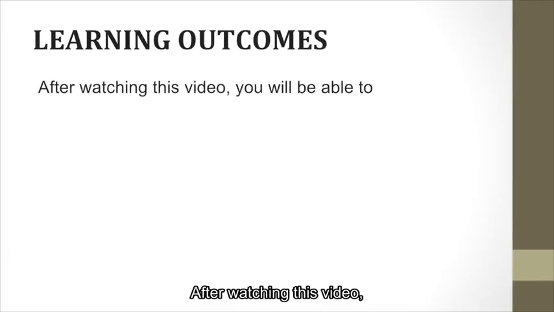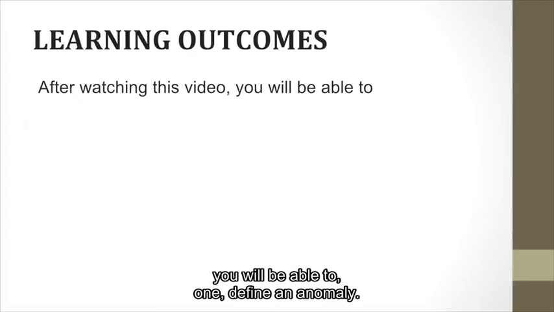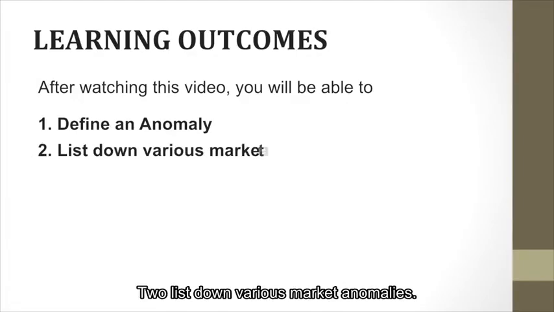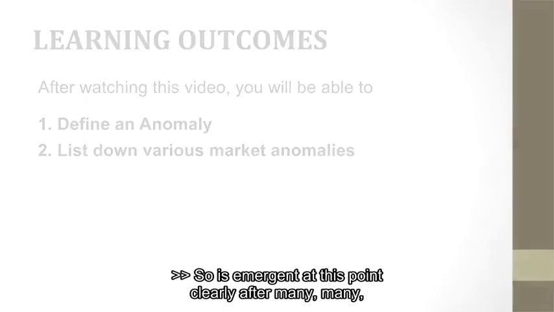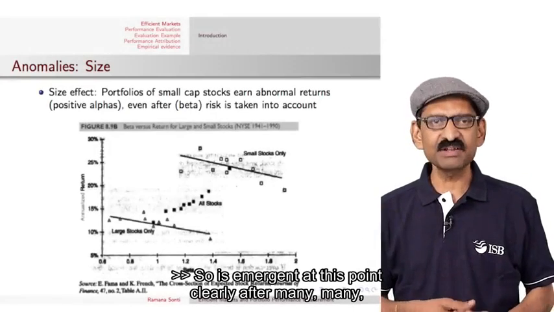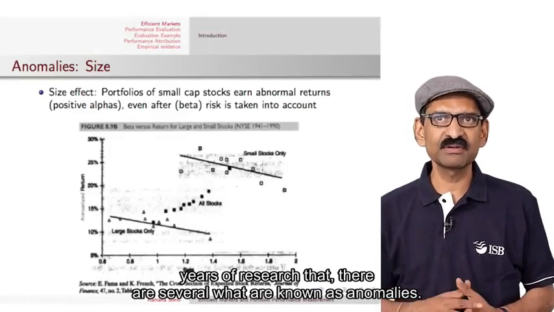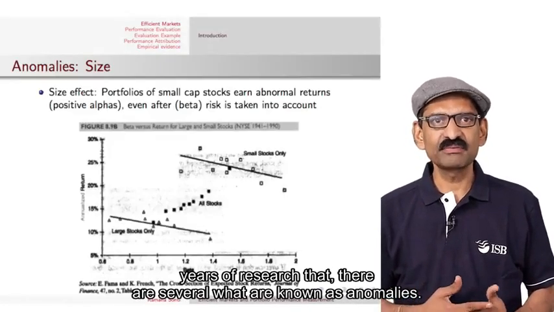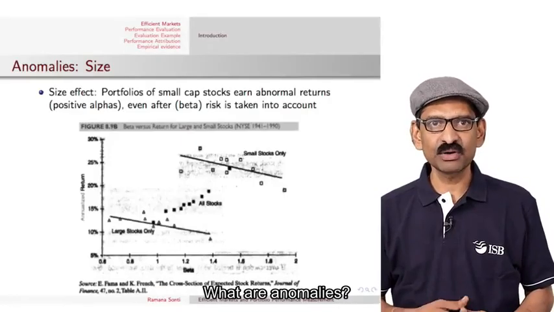Learning outcomes. After watching this video, you will be able to: 1. Define an anomaly. 2. List various market anomalies. So it is emergent at this point, after many years of research, that there are several what are known as anomalies. What are anomalies?